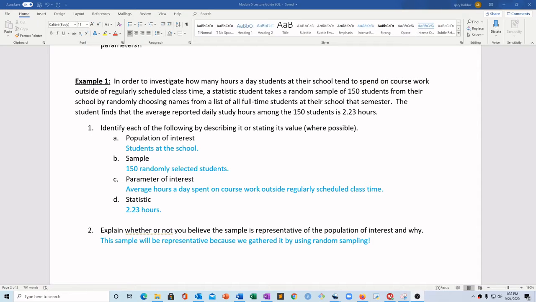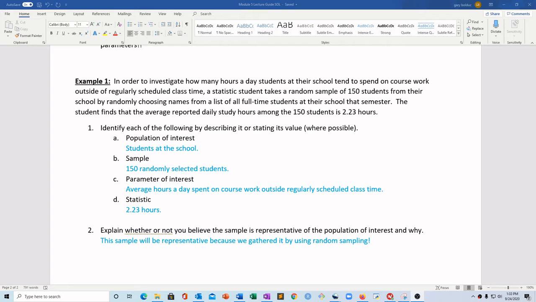3, 2, 1. Hi everyone, in this video, pretty short one, we're going to be going over example 1 in the Module 5 lecture guide. So in example 1 it says, in order to investigate how many hours a day students at their school tend to spend on coursework outside of regularly scheduled class time, a statistics student takes a random sample of 150 students from their school by randomly choosing names from a list of all full-time students at their school that semester. The student finds the average reported daily study hours among the 150 students is 2.23 hours.